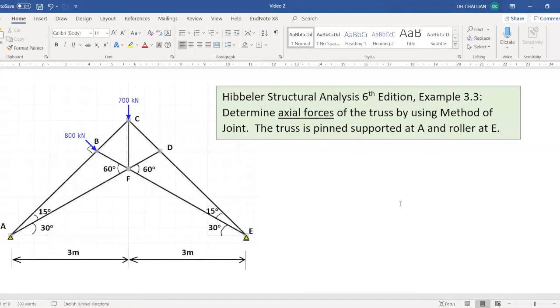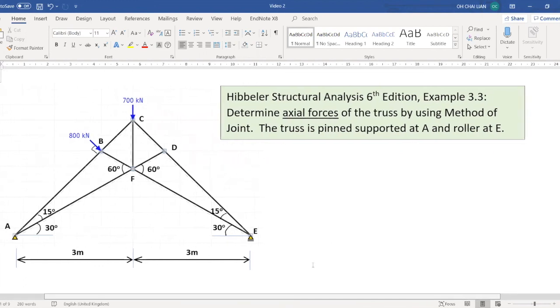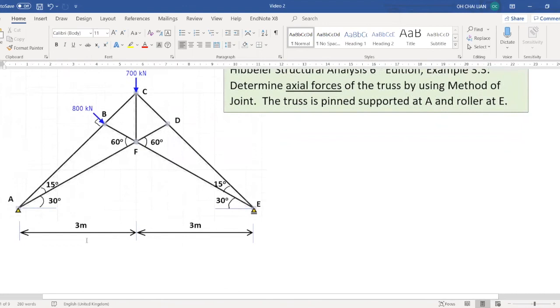Here I would like to share a problem from Hibbeler. In this problem, we are required to determine the axial forces of the truss by using method of joint. The truss is being supported at A and roller at E and subjected to 2-point loadings as shown.